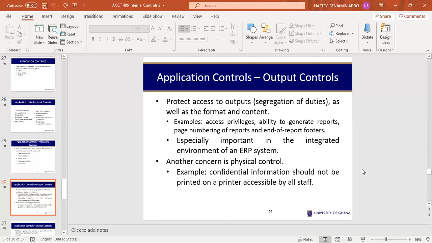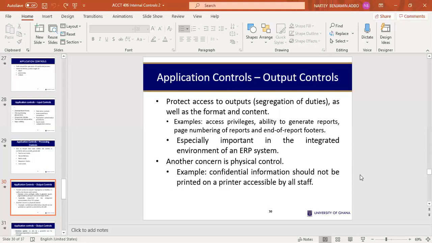So when we have access privilege, we have the ability to generate reports, page numbering of reports, and end-of-report footers. So when we are using an ERP, which normally is based on integration, then this must highly be applicable. But another concern is physical control. For example, confidential information should not be printed on a printer accessible by all staff.